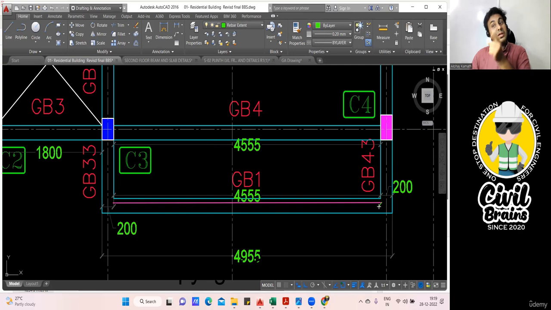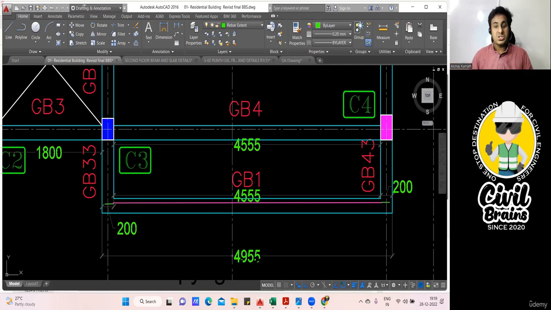Because this beam is going into another beam, so it's not the column. Actually, you have to take column, but in this particular case, it is resting on another beam. So the beam cover is 25 mm. From here, I'll deduct the beam cover 25 mm, got it? And from here also, I'll deduct the beam cover 25. Why? Because this is resting on another beam.